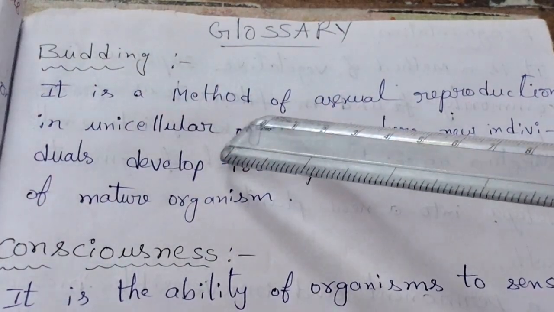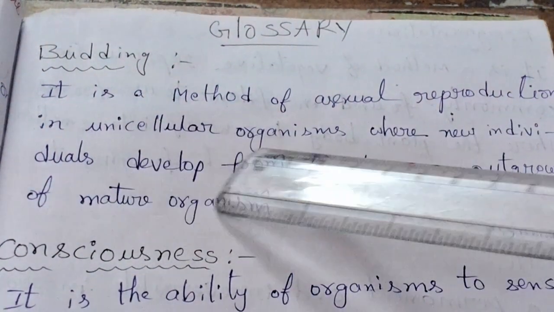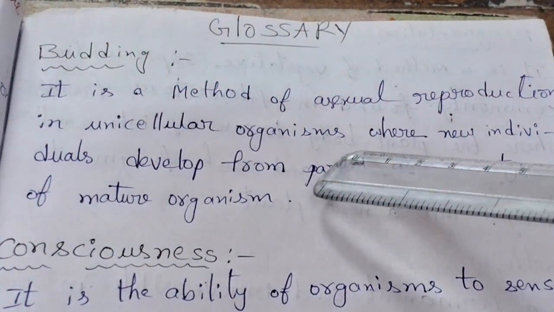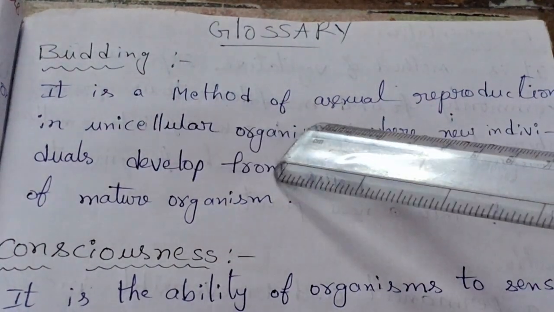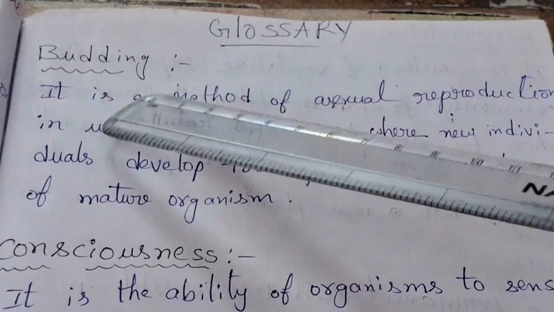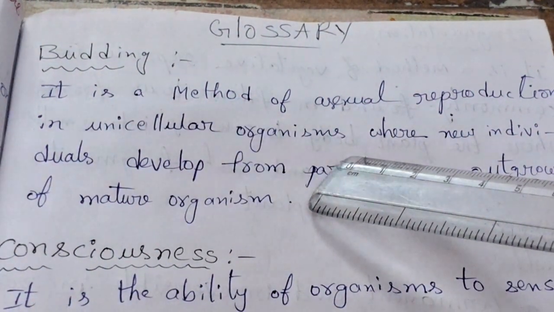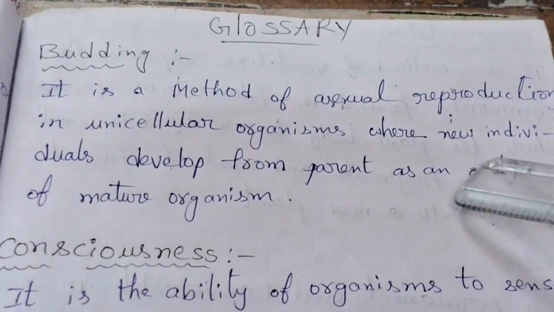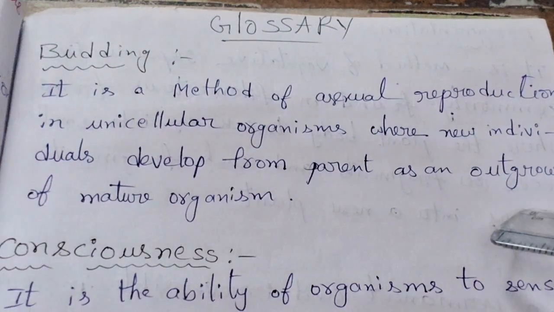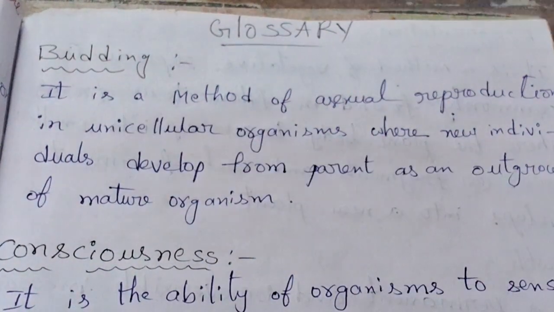It is a method of asexual reproduction in unicellular organisms. Example, hydra or yeast. This method takes place in unicellular organisms, where new individuals are developed from the parent as an outgrowth of the mature organism. Okay, this is about budding.